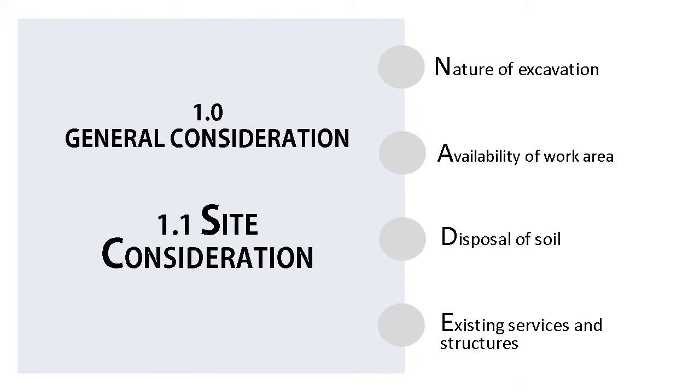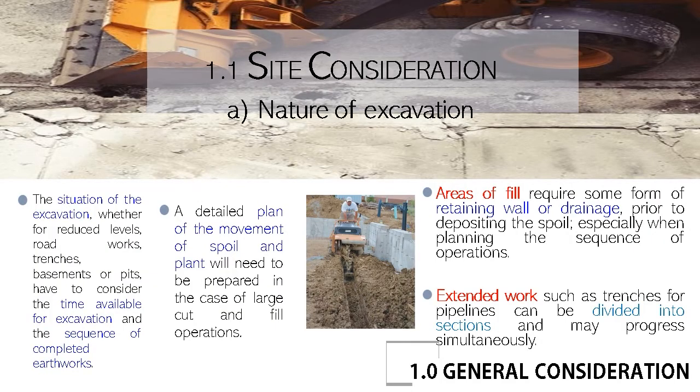Under general consideration, we have nature of excavation, availability of work area, disposal of soil, and existing services and structures that need to be considered for the site consideration. For the first site consideration, which is nature of excavation, the situation of the excavation, whether for reduced level, roadworks, trenches, basement or pits, we have to consider the time available for excavation and the sequence of completed earthworks.